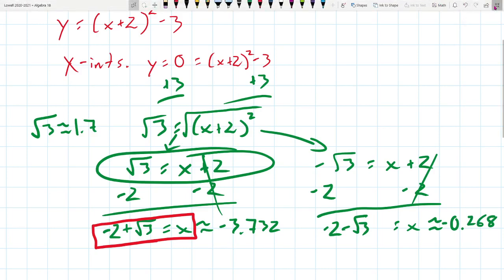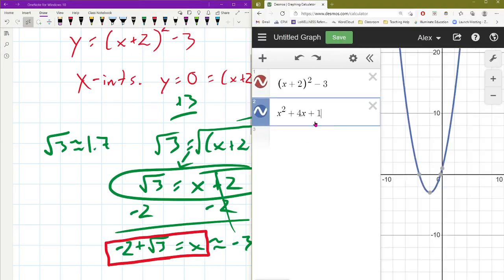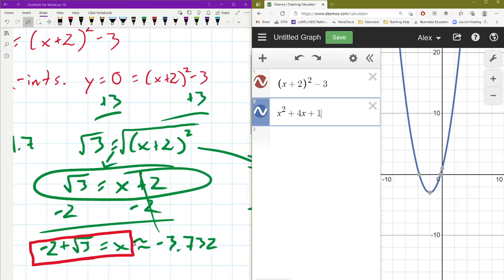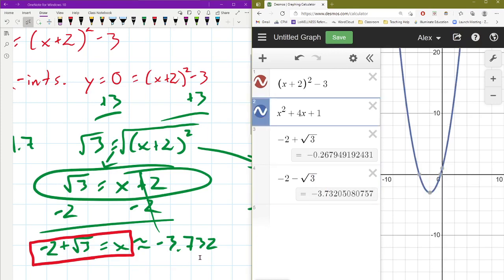I do want to show you one more thing though, which is kind of the purpose of this whole thing. Okay, so those are the two x-intercepts, and again, we could double check if you don't believe me. Negative 2 plus the square root of 3 ends up being negative 2.68 if we round it. Negative 2 minus the square root of 3 ends up being, wait, what happened? Oh, sorry, I had these backwards. My bad.